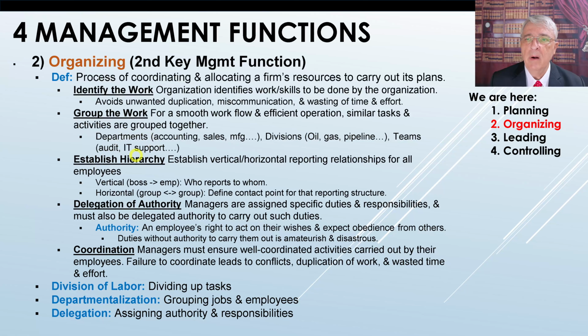You establish a hierarchy. So vertical and horizontal, we'll talk about that in a bit, and how the reporting relationships work for all employees. A vertical is boss to employee, who reports to whom, and horizontal is group to group. So it could be legal and contracts. The contracts administration group needs to talk to the law office. So you could define a contact point in each of those that can talk together. Not everybody in one group should be talking to everybody in another group. That leads to chaos.